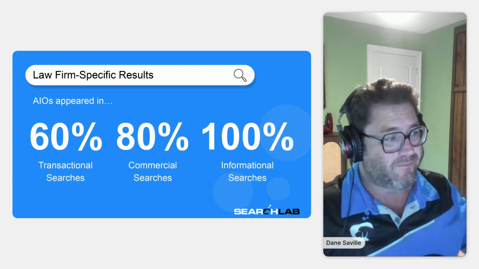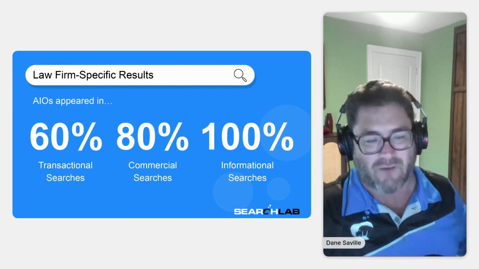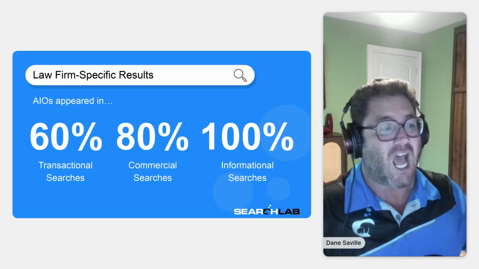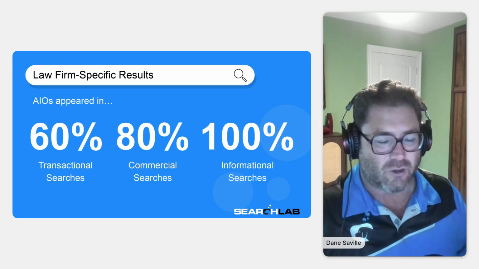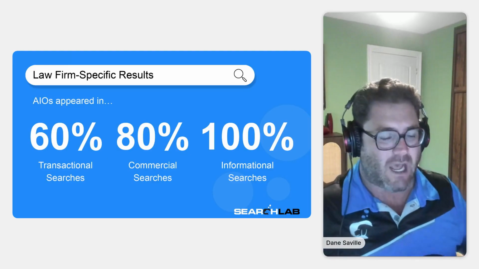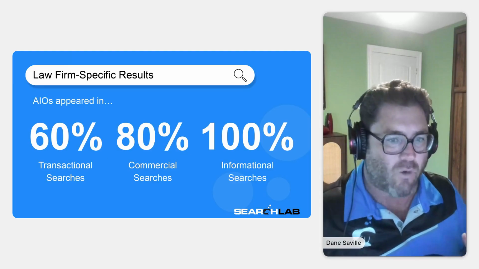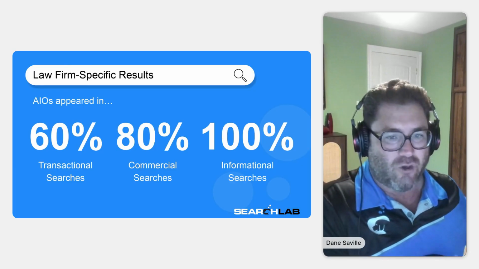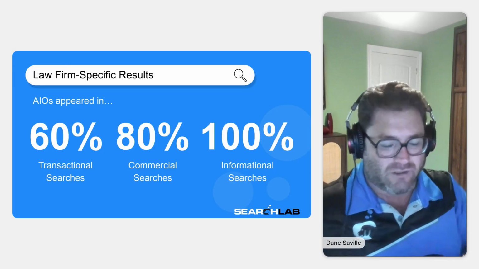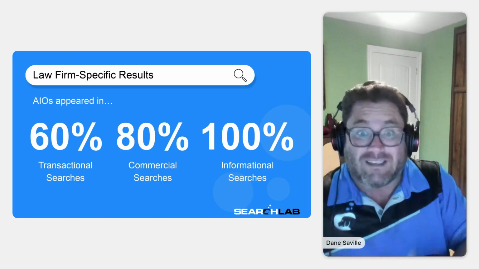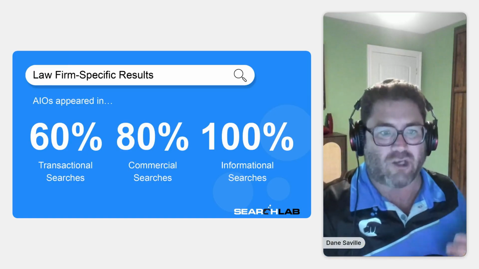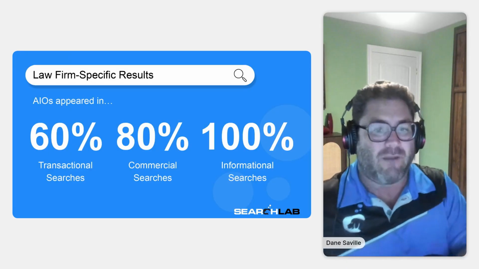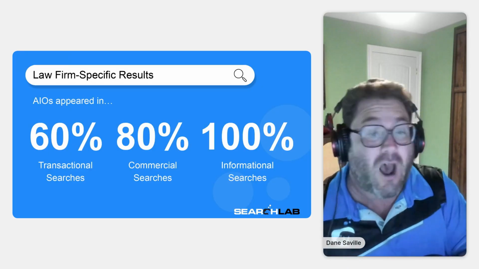Conversely, law firms. AIOs appeared in 60% of transactional searches, 80% of commercial searches, and 100% of informational searches. And I think that comes down to the nuance of language and legalese, and being very careful in the wording that you use in legal, as opposed to wanting to sell cars, right? There's going to be more consideration for something as serious as needing a personal injury lawyer than wanting to look at a Honda Civic, right?